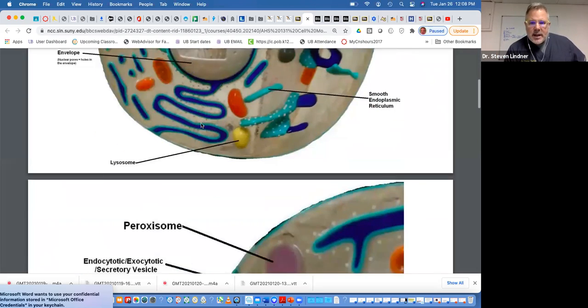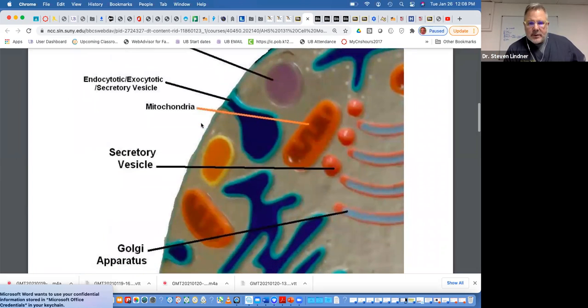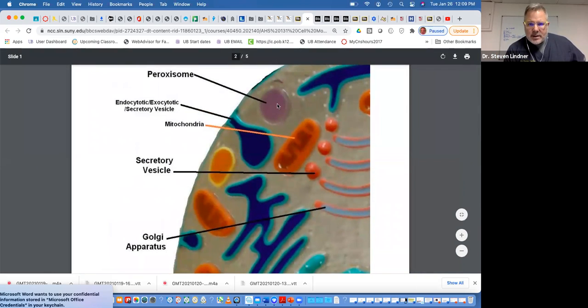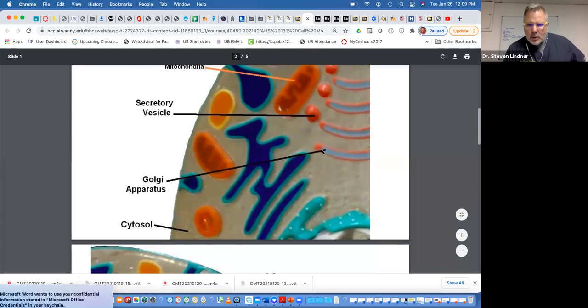Let's take a look. Now we're just going to blow it up into larger section. So again, here's a peroxisome. Here's the mitochondria. This is the Golgi apparatus, the orange structures. These are called secretory vesicles, which come from the Golgi apparatus or Golgi complex. The clear structure is the cytosol. That's the clear liquid.